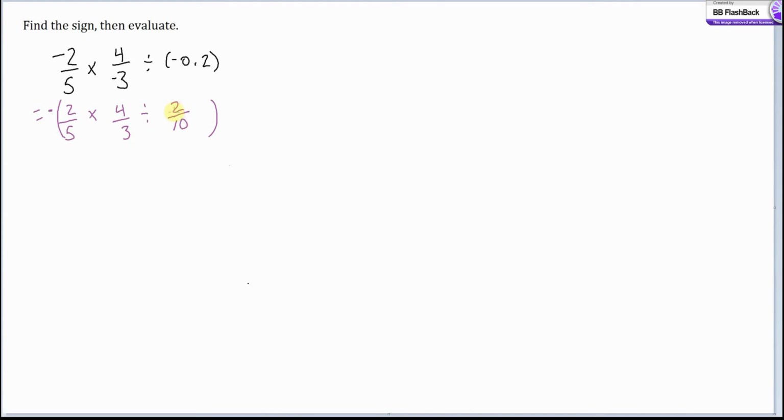2 goes into the top twice, so that can become 1. 2 goes in the bottom 5 times. This is going to be 1/5. Okay, so we have a negative 2/5 times 4/3. Well, let's actually do that on this step. When we multiply fractions, we multiply the numerator and we multiply the denominator. 2 times 4 is 8. And now the denominator, 5 times 3 is 15. And this whole thing is going to be divided by 1/5.